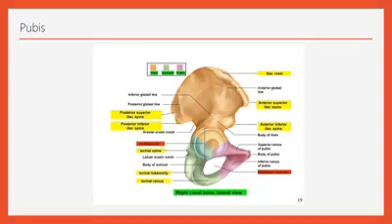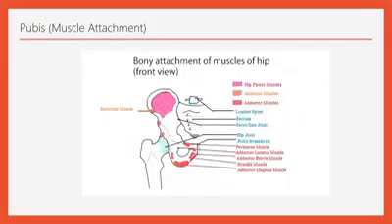Now, what is the attachment of the pubic crest? The attachment of the pubic crest is rectus abdominis muscle and pyramidalis muscle. What is the attachment of the pubic tubercle? Now, this question is very important for spotting. So the attachment of the pubic tubercle is the medial end of the inguinal ligament and cremaster muscle.